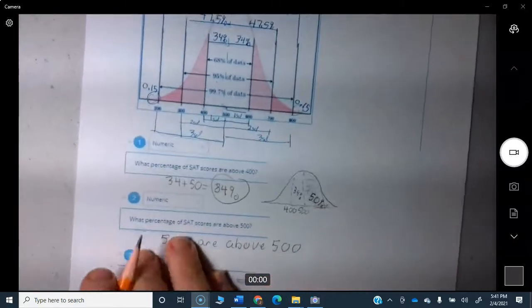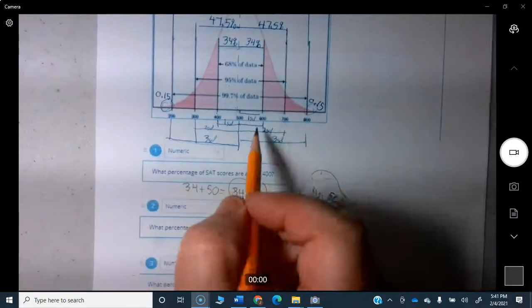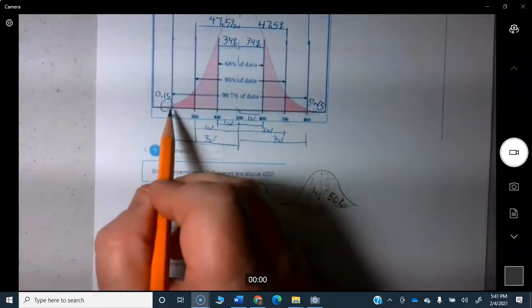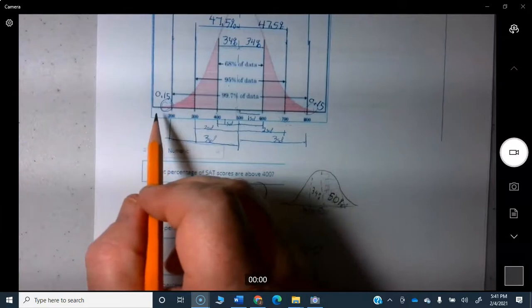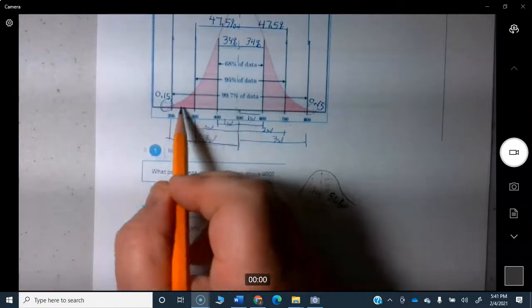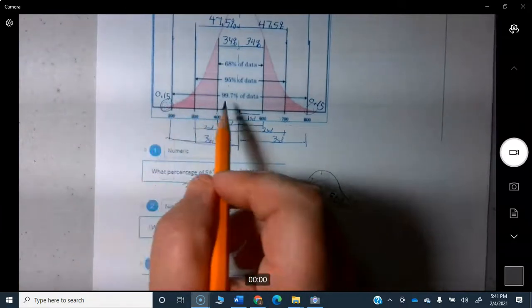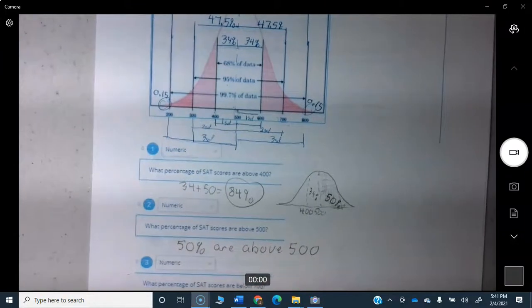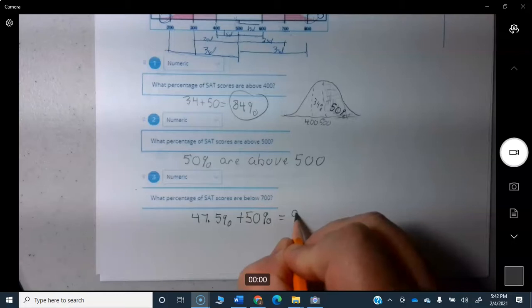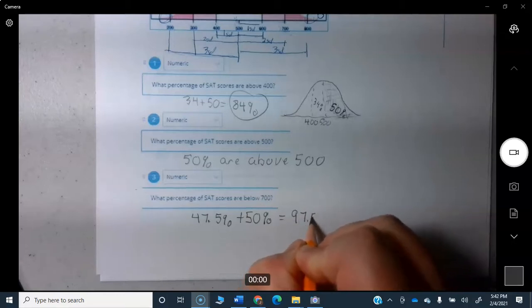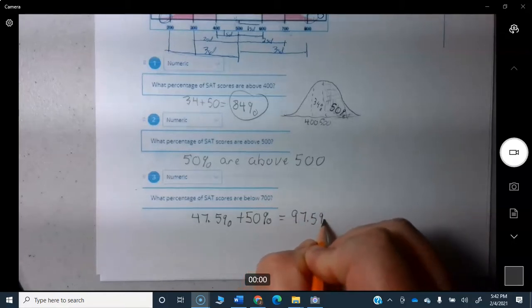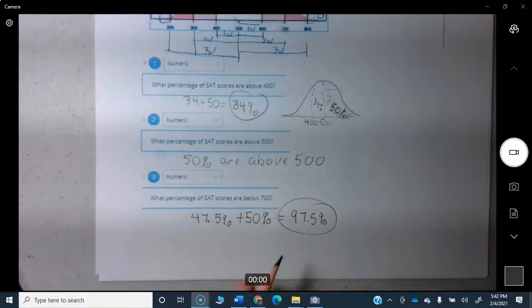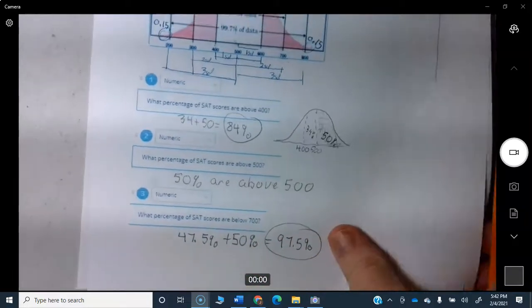And then that takes us from 700 down to 500, and then from 500 down here, that's half the scores. That's 50%. It's this entire half of the curve right there. So that's going to be 50%, and that's going to equal 97.5%, or below 700.